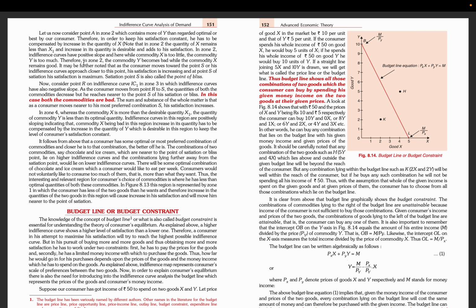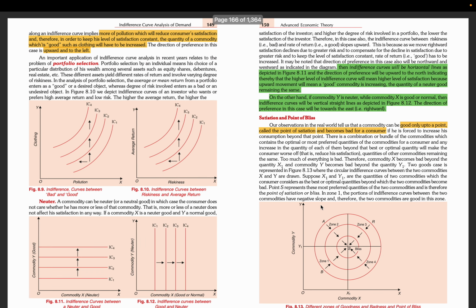In zone 2, ICs have positive slopes, and here, while commodity x is too little, the commodity y is too much. Therefore, in zone 2 the commodity y becomes a bad while the commodity x remains good. In zone 2 you see that y is a bad and x is still a good, so you still can get more of x. But you don't like y, so you want to be compensated for that more of y that you're getting by more of x also.